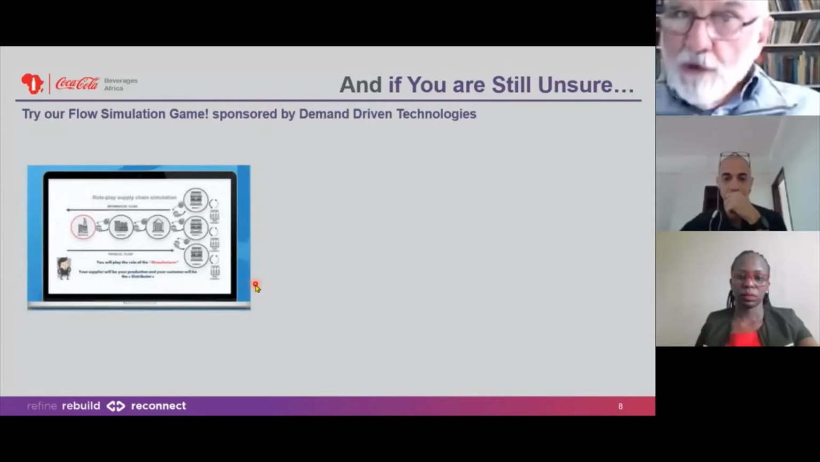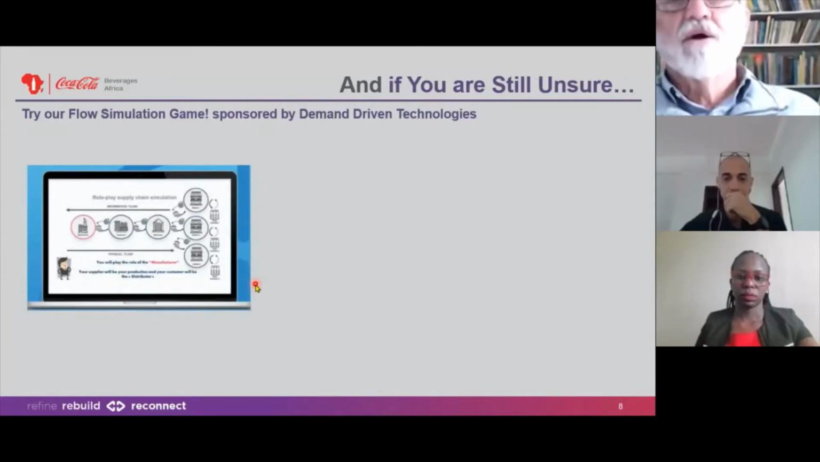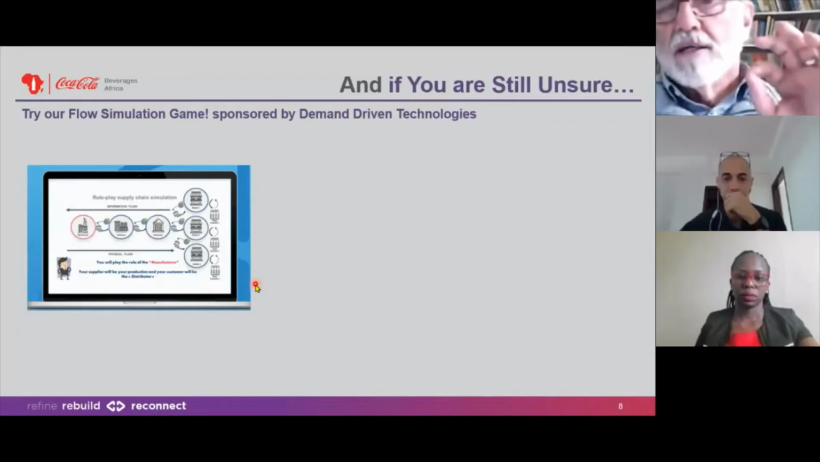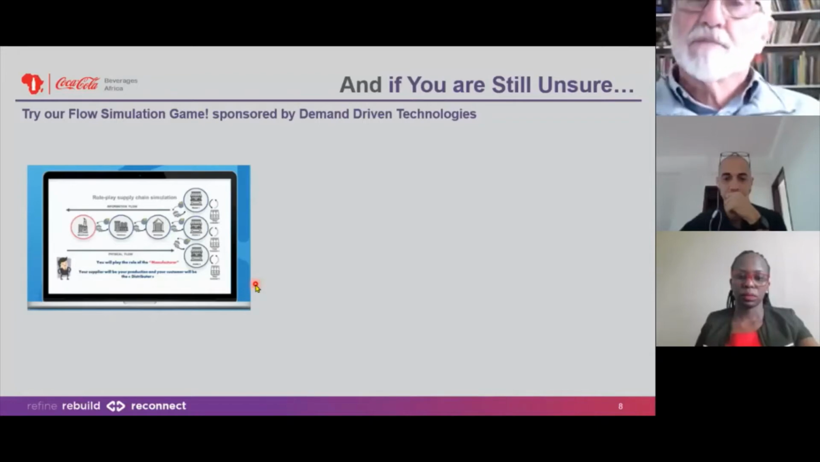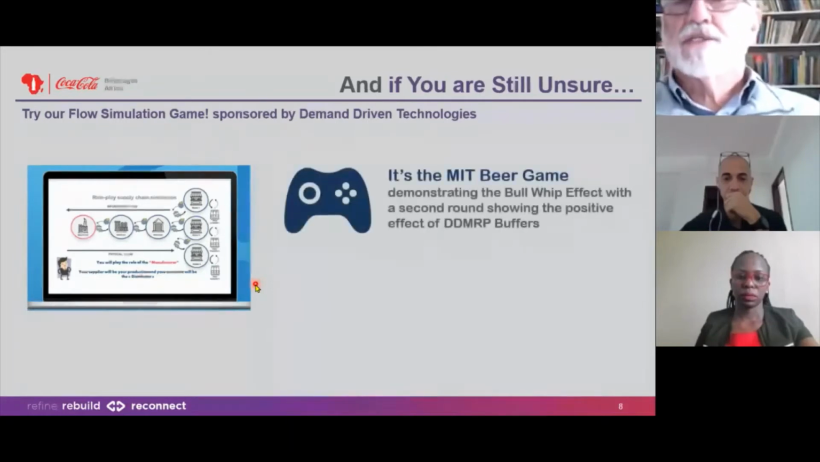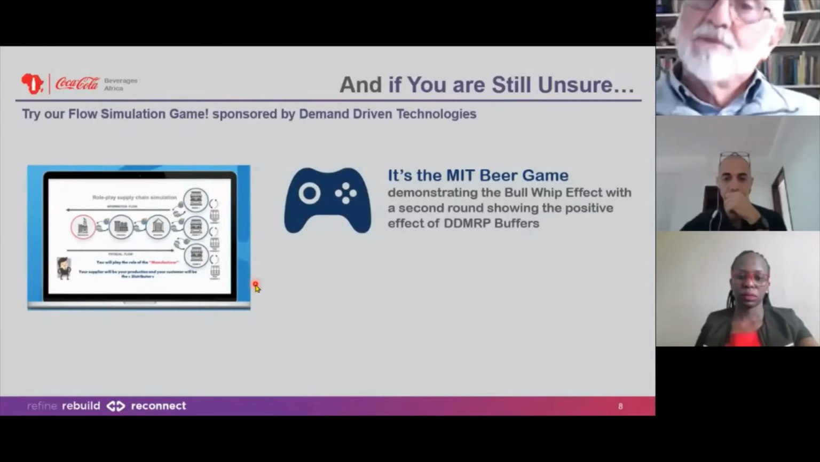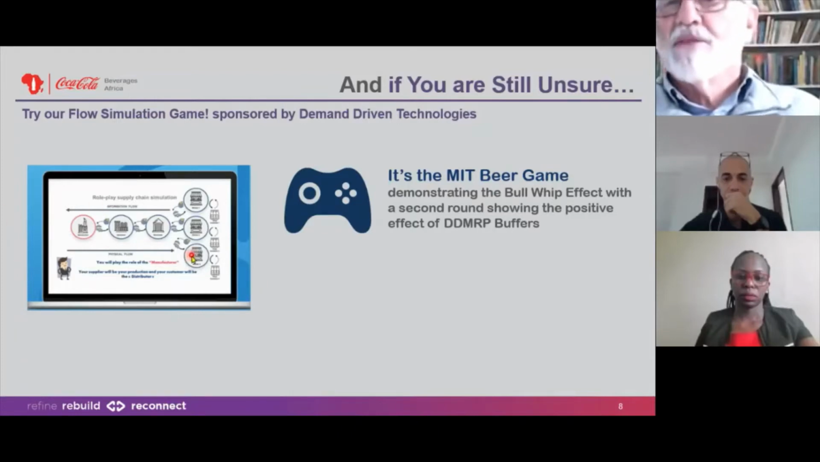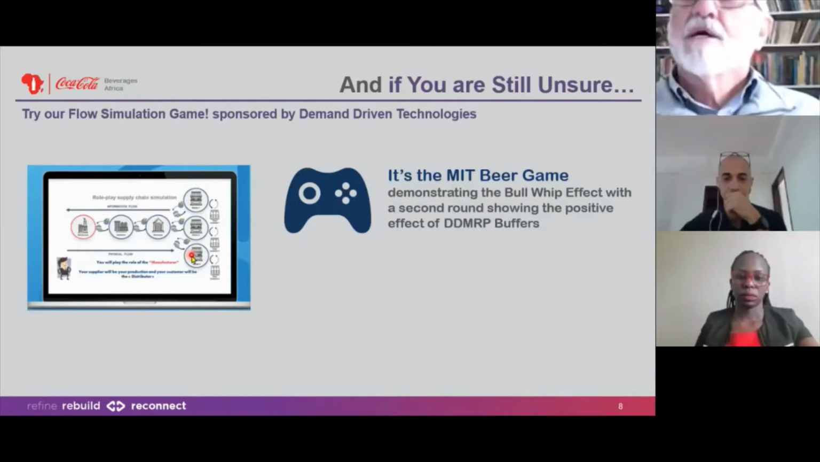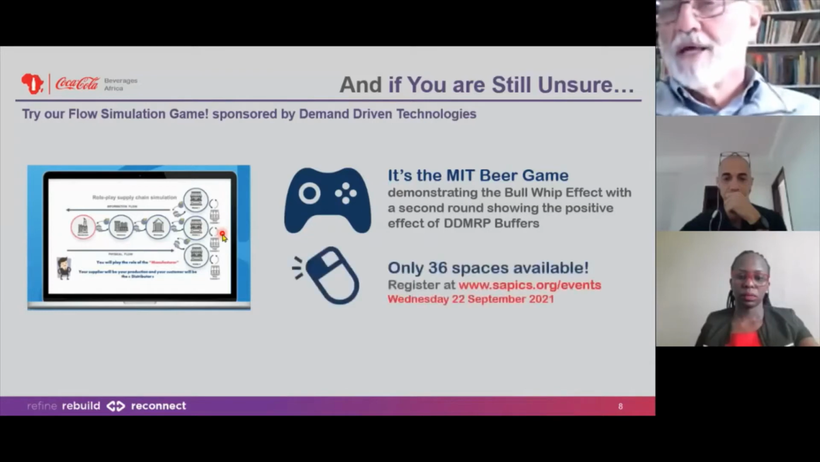If you're still not sure, we do have a flow simulation game, and this is going to be happening in about a month's time, and it's sponsored by Demand-Driven Technologies. Many of you may have played the MIT beer game, which demonstrates the bullwhip effect. So what we do is in the first round, we demonstrate this bullwhip effect. And in the second round, we then put buffers between these entities, and we can see how it mitigates the bullwhip effect in the supply chain and how it could benefit your particular supply chains.